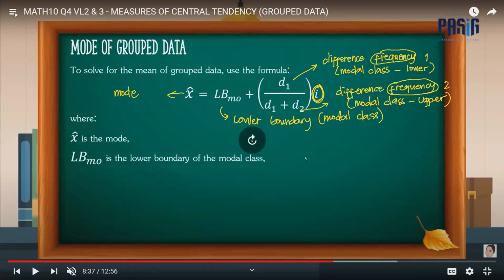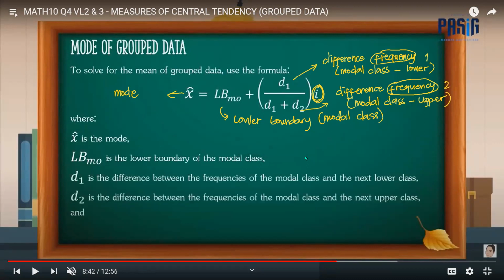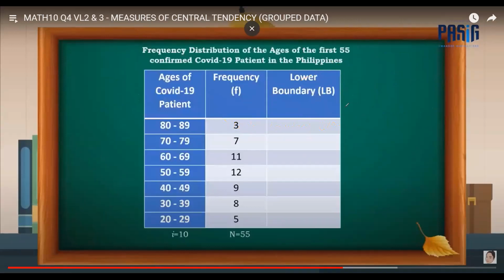So, yan po yung mga definition yan. D sub 1, difference between the frequencies of the modal class and the next lower. And D sub 2 is the difference between the frequencies of the modal class and the next upper class. Then, alam nyo na yung I. So, let me clear all the drawings para makapagsimula tayo. So, ito lang po yung kailangan natin when it comes to mode.